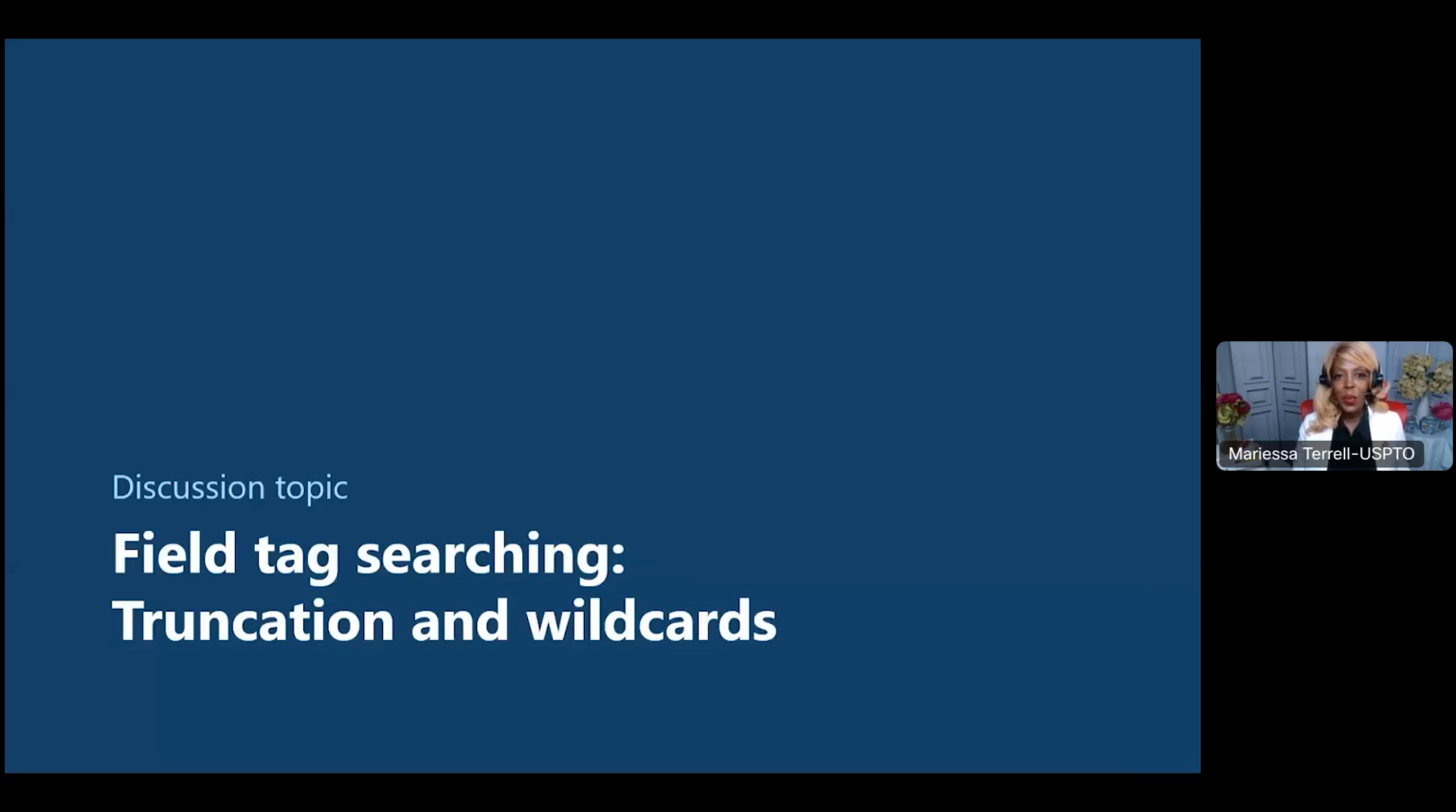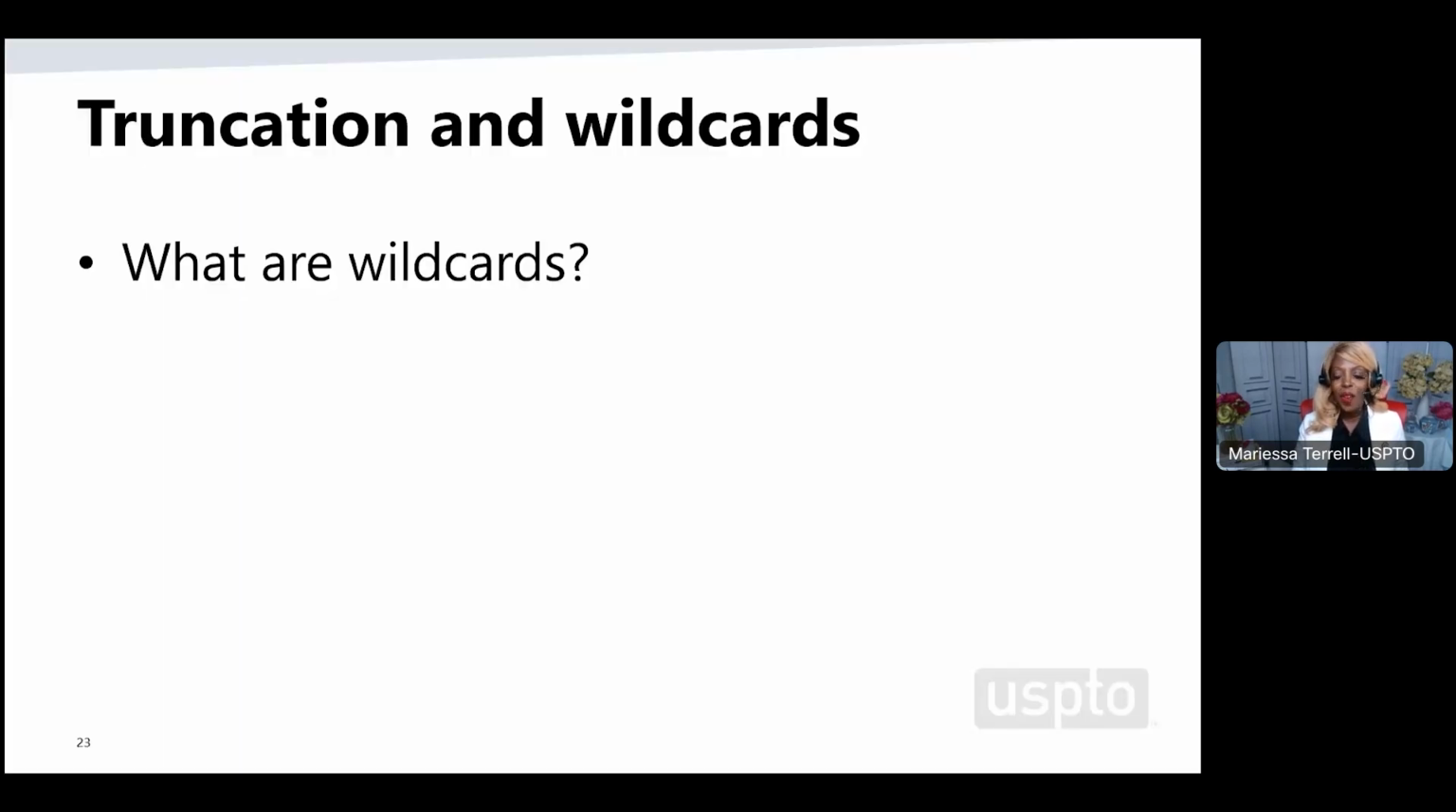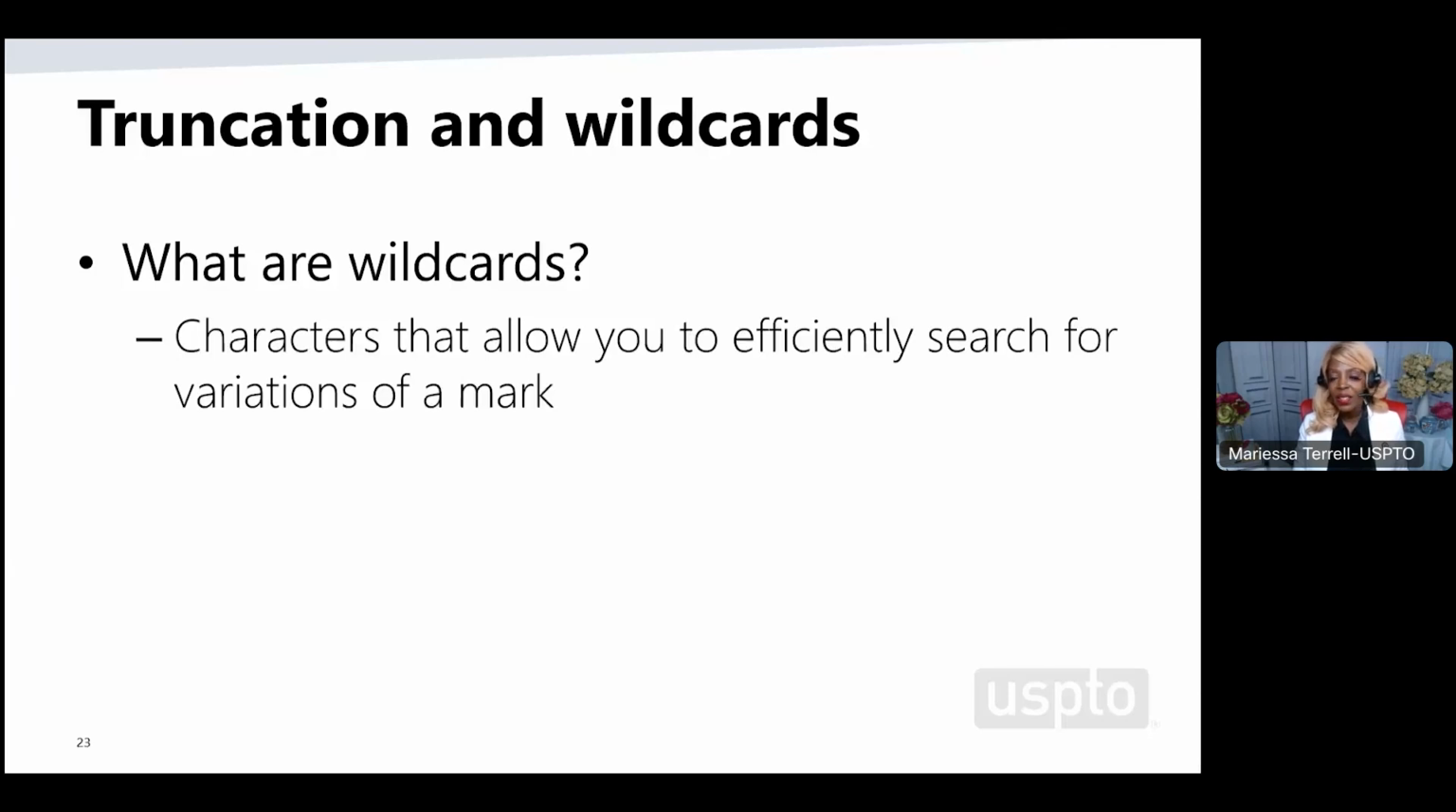In this next section, we're going to really dive in and discuss truncation and wildcards. Let's go. What are wildcards? Wildcards are characters that allow you to efficiently search for variations of a mark. Now today I'm going to show you 2 of our most common wildcards. Here we have one example of the question mark. Use this to return one character, some mystery character. You can use that question mark to find it.